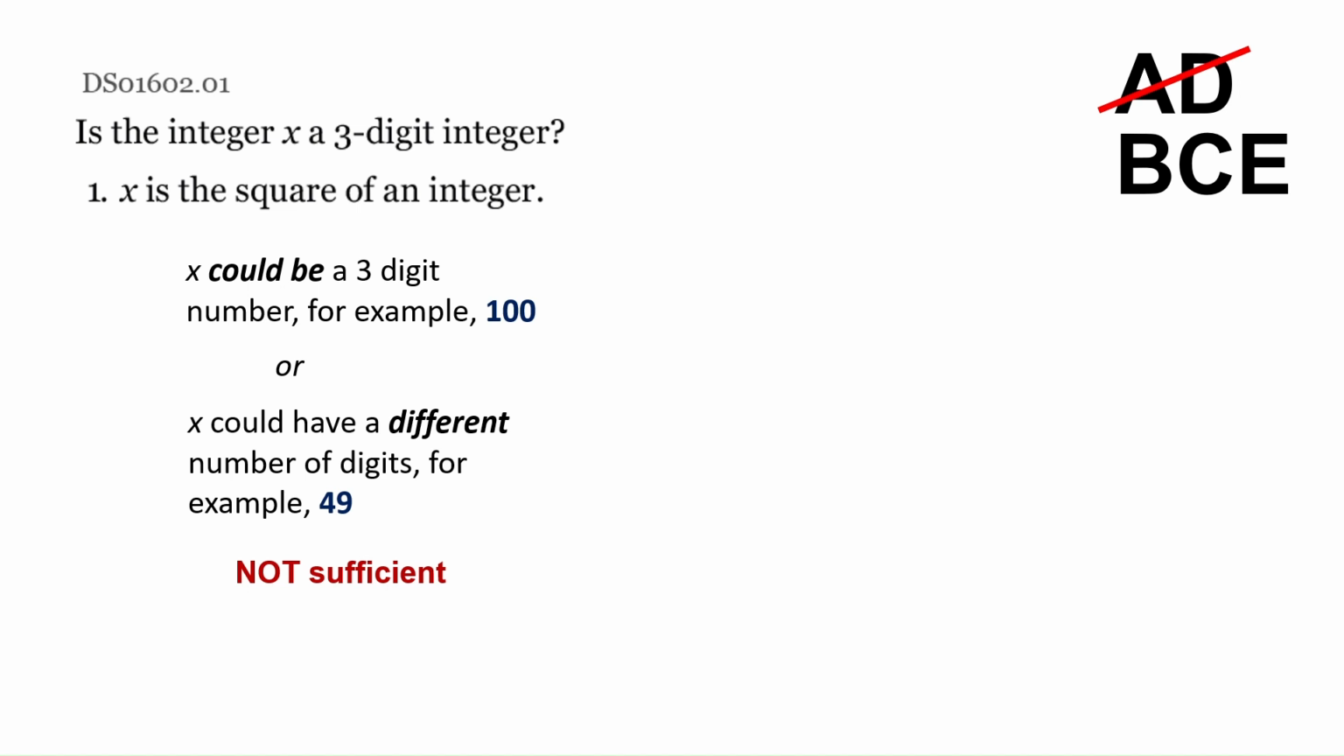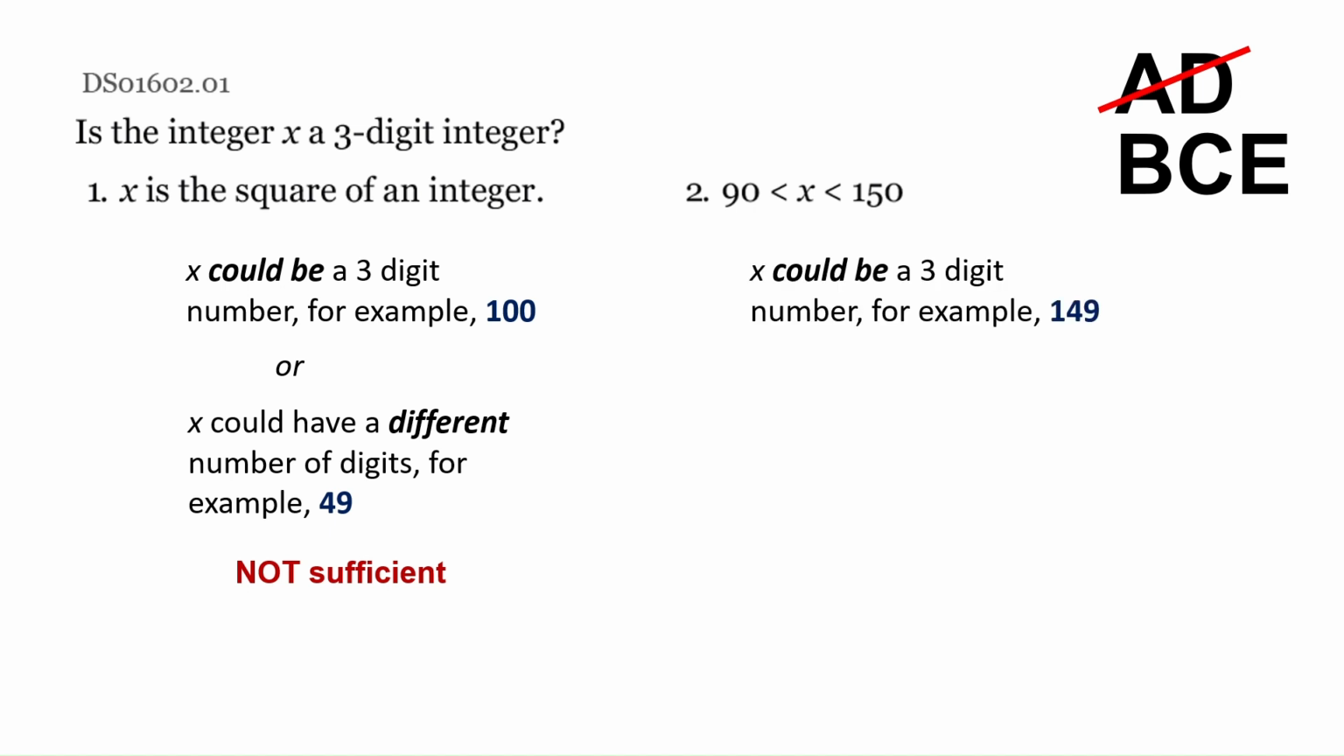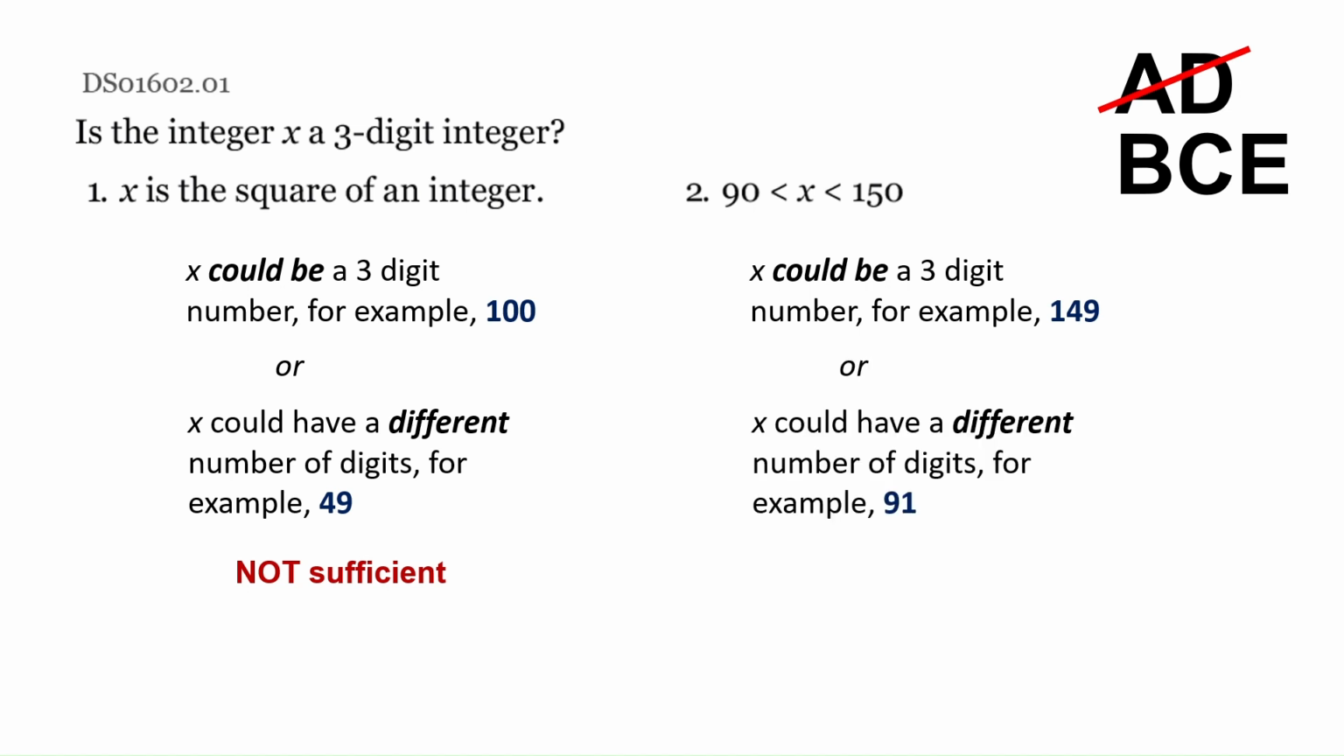Now, let's look at statement 2 alone. According to this information, x could be a 3-digit integer, such as 149, or it could be a 2-digit integer, such as 91. Statement 2 alone is also not sufficient, and we can eliminate answer B.